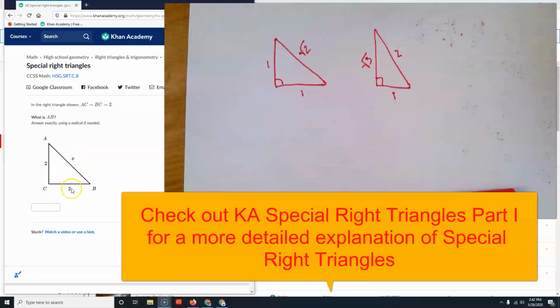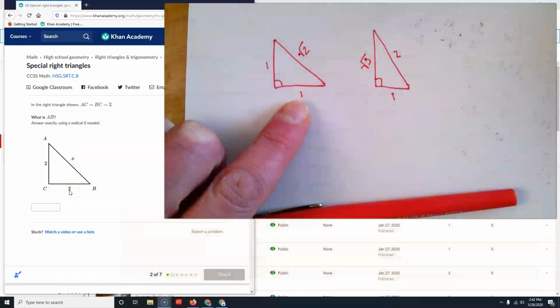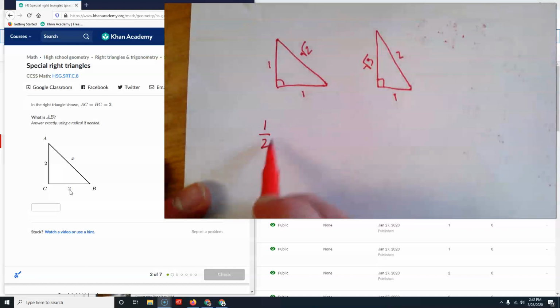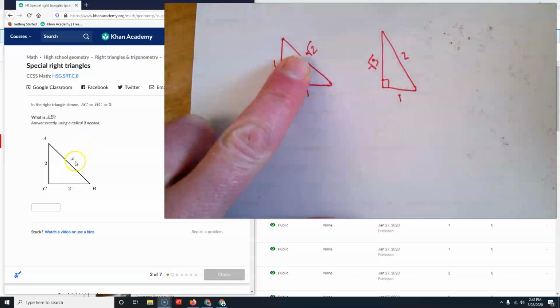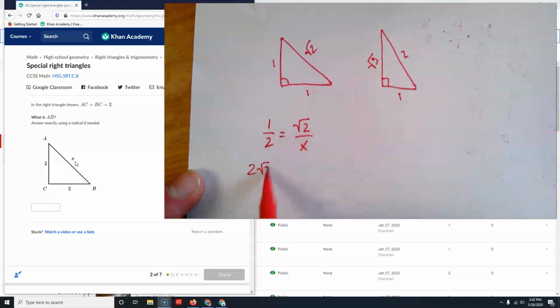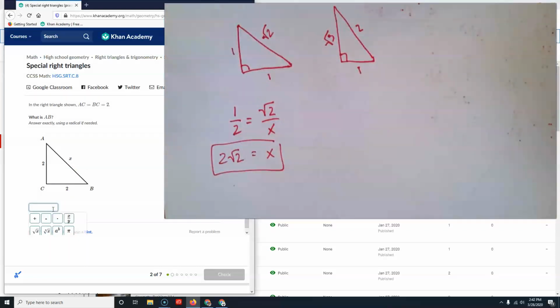So we would know that, going from our original here, 1 to 2. So 1 to 2 equals, up here, square root of 2 to x. We cross multiply, 2 times square root of 2 equals x. Okay, and we're done. That was pretty easy. So we'll enter in 2 and then square root 2.